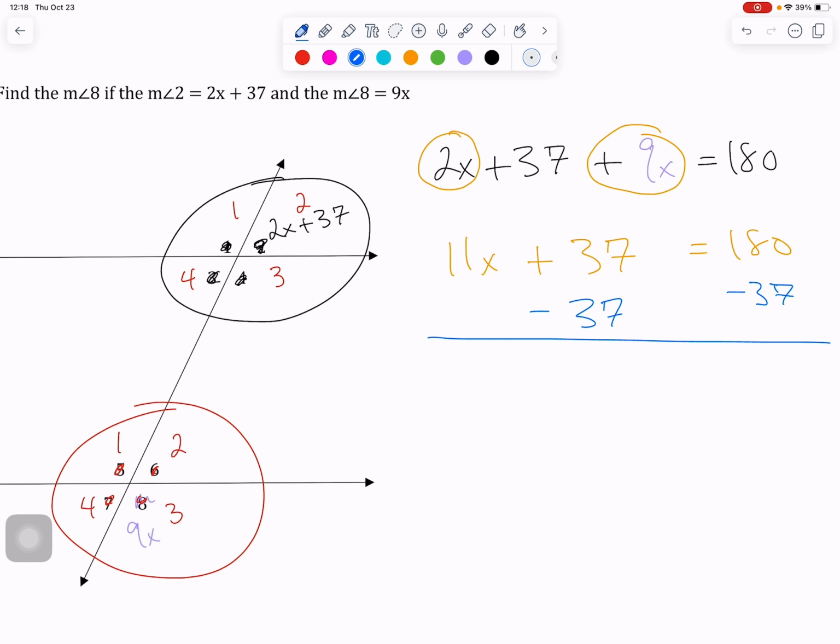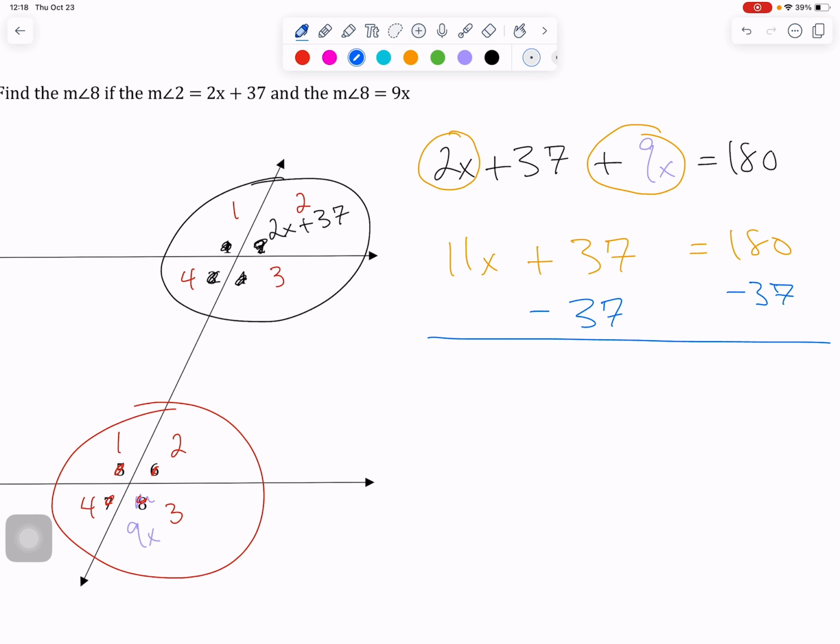Name a corresponding angle to angle 2. So you're looking for the same location. Now, if I do my quadrants like this, I know that the 2 is up top and to the right. So I'm going to go to my other 4 down here, and I'm going to go up top and to the right. So its corresponding angle would be angle 6.